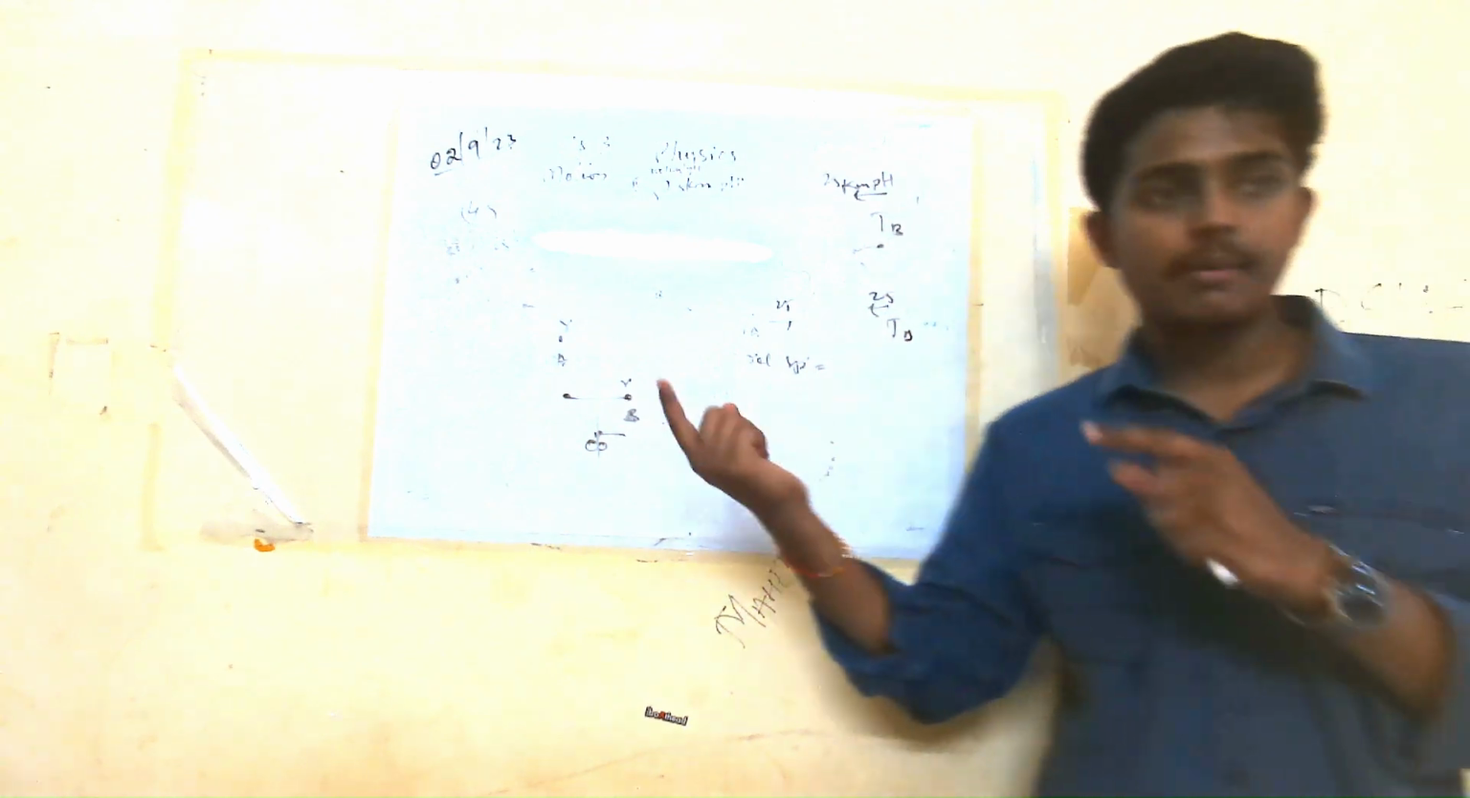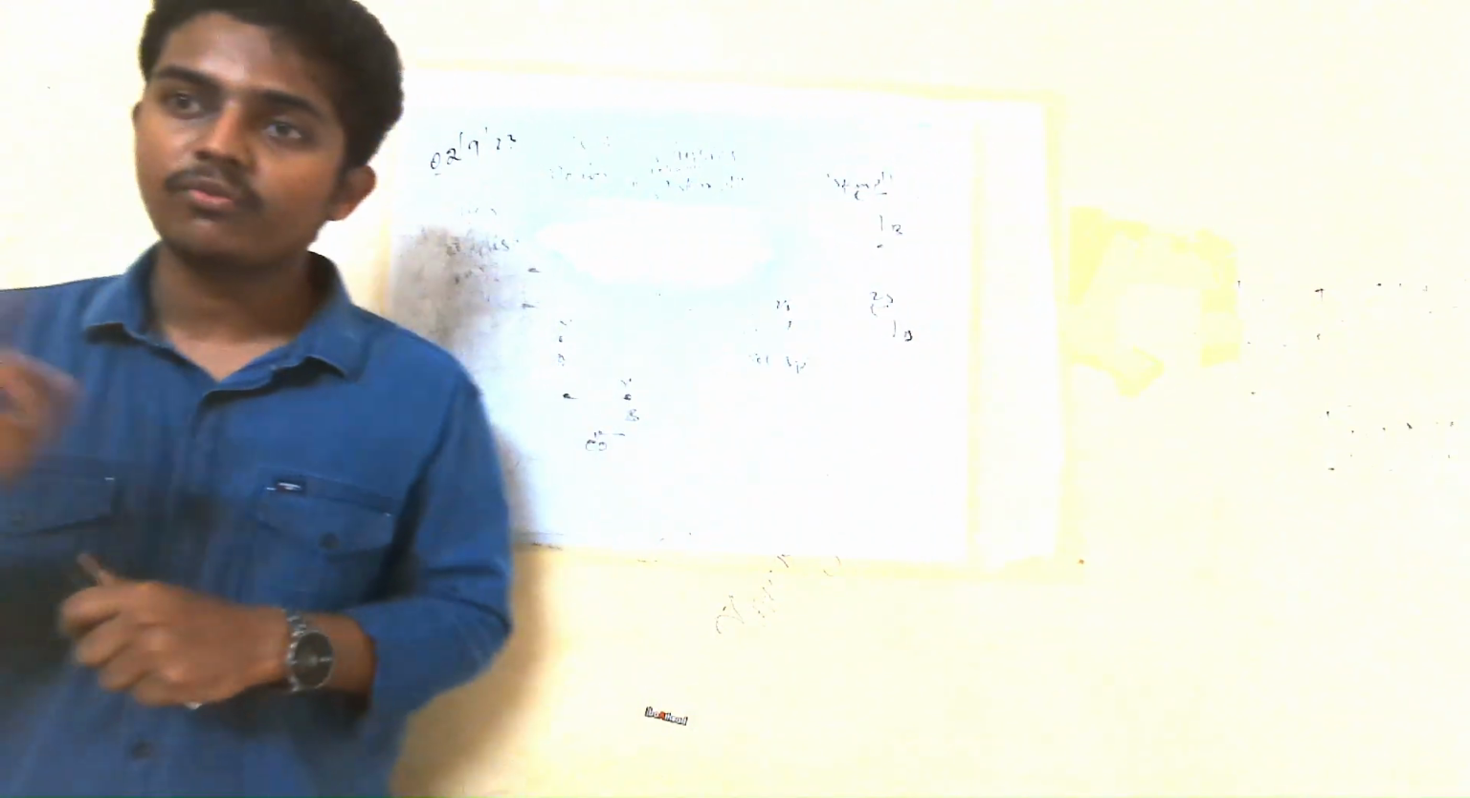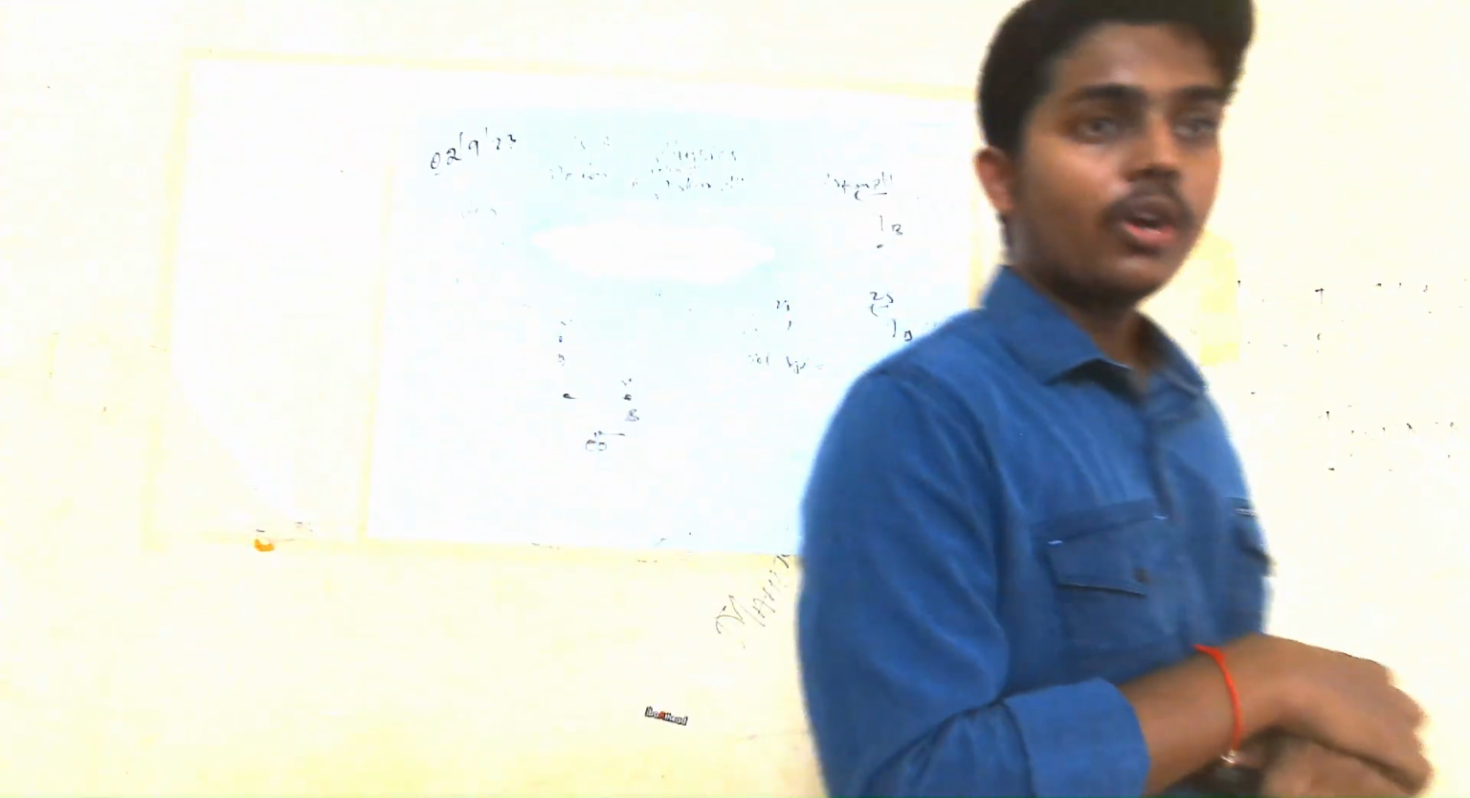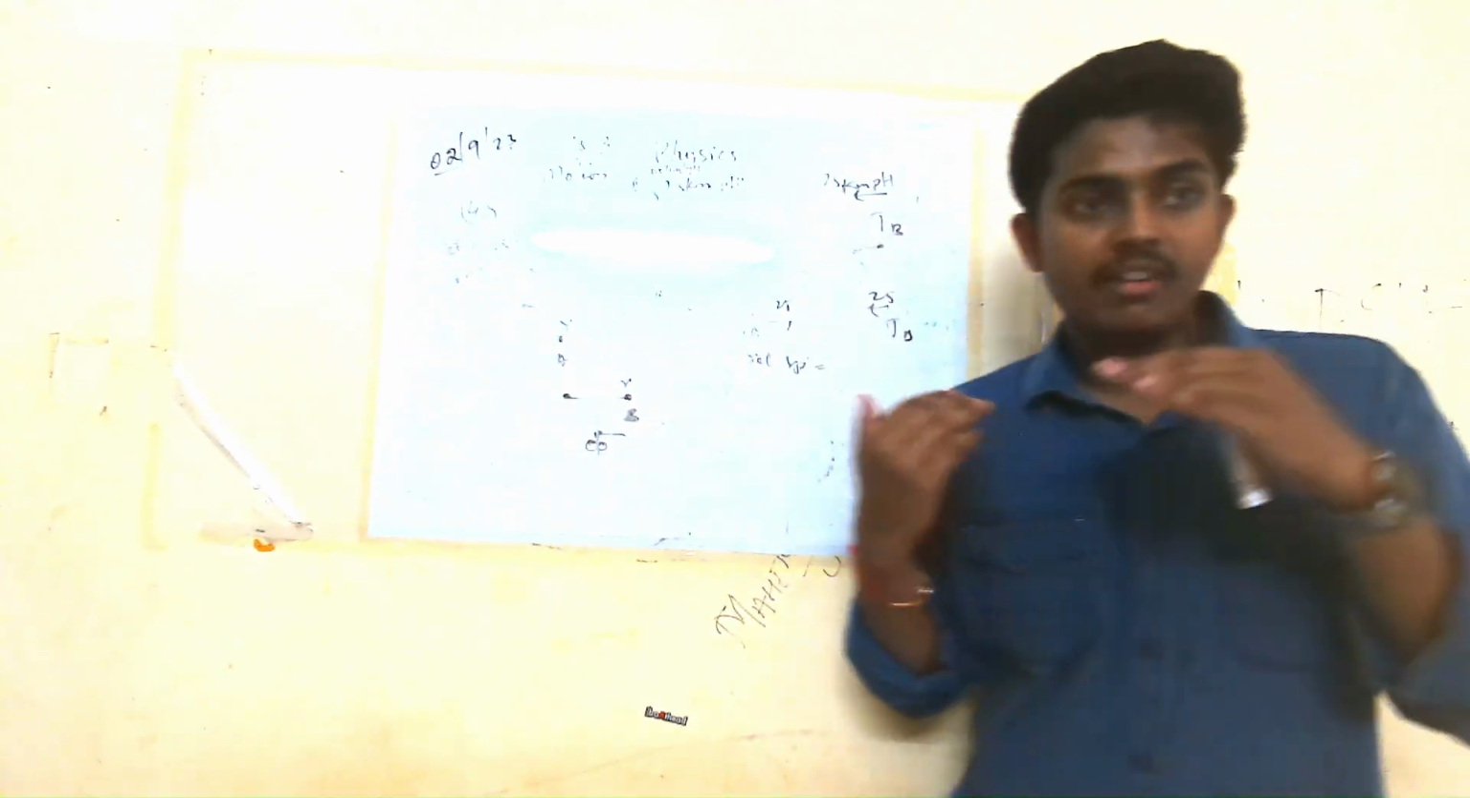But if both are moving in opposite directions, it will be 40 plus 30, which is 70 km per hour. So you understood, relative speed will be added.